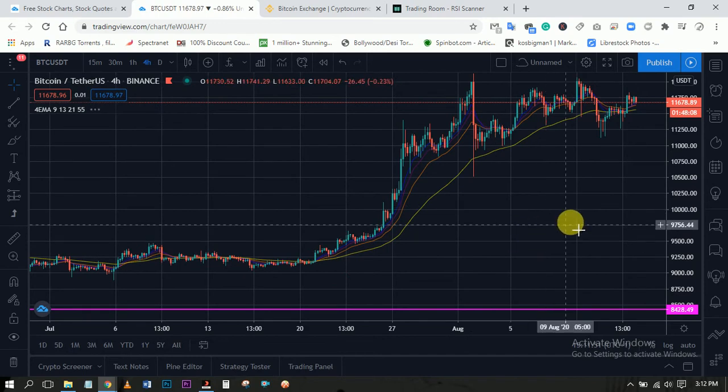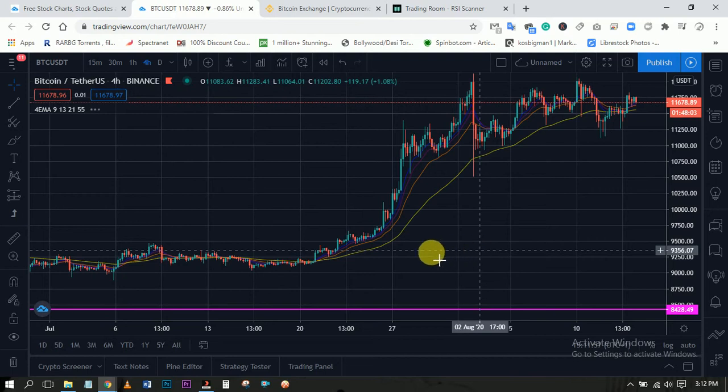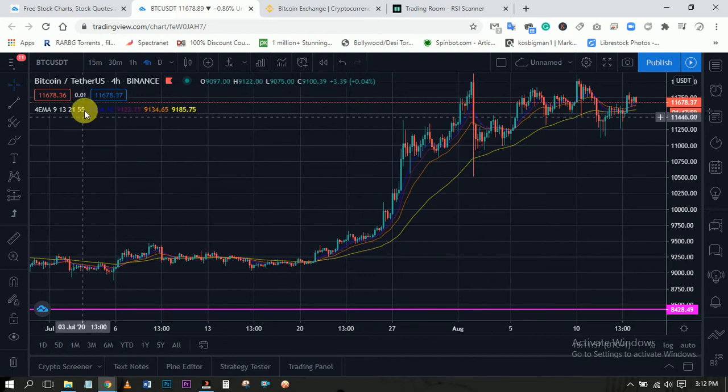Alright, so this is it. This is the market for you. Now, you can see the indicator I opened here is already shown here. You can change the settings by clicking this gear button right here.